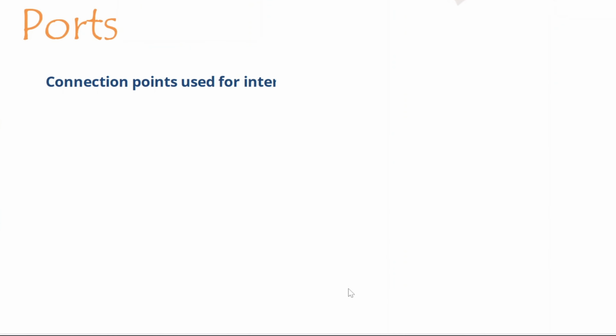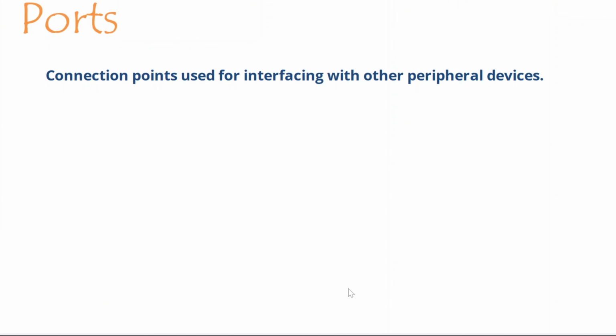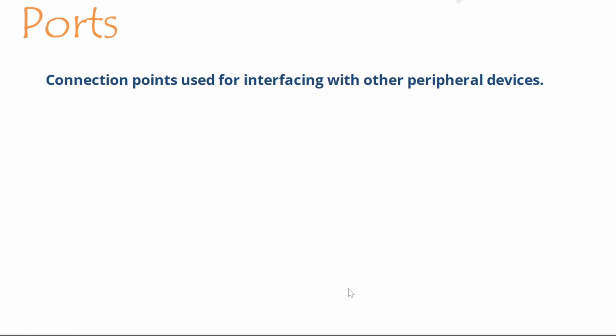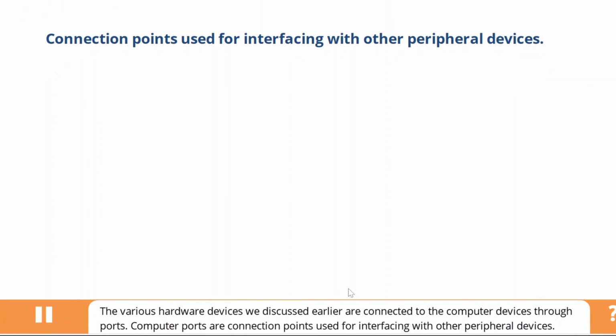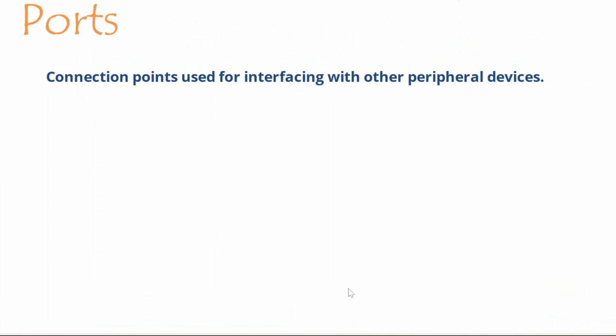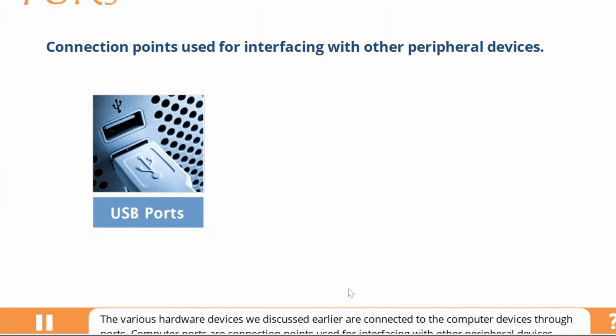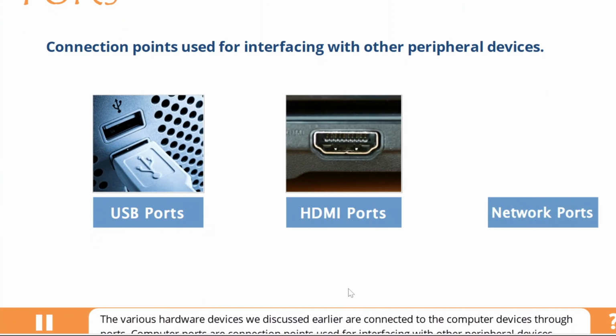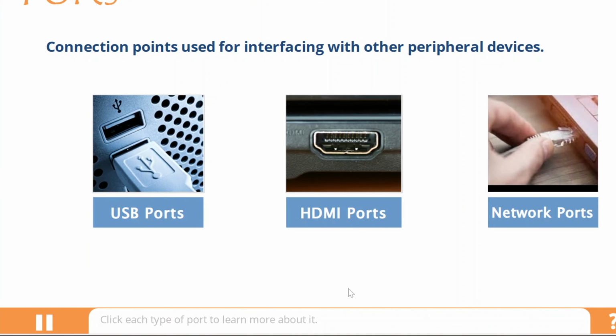Various hardware devices we discussed earlier are connected to the computer through ports. Computer ports are connection points used for interfacing with other peripheral devices. There are several types of computer ports, like USB ports, HDMI ports, and network ports. Click each type of port to learn more about it.